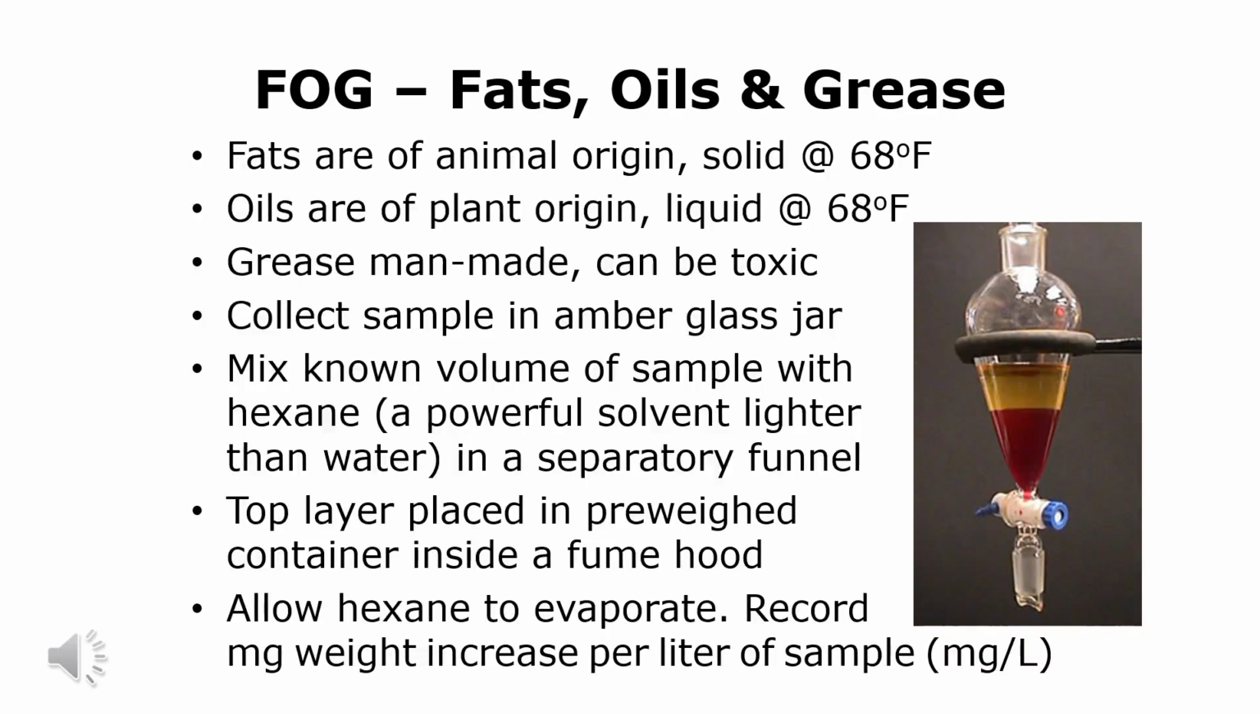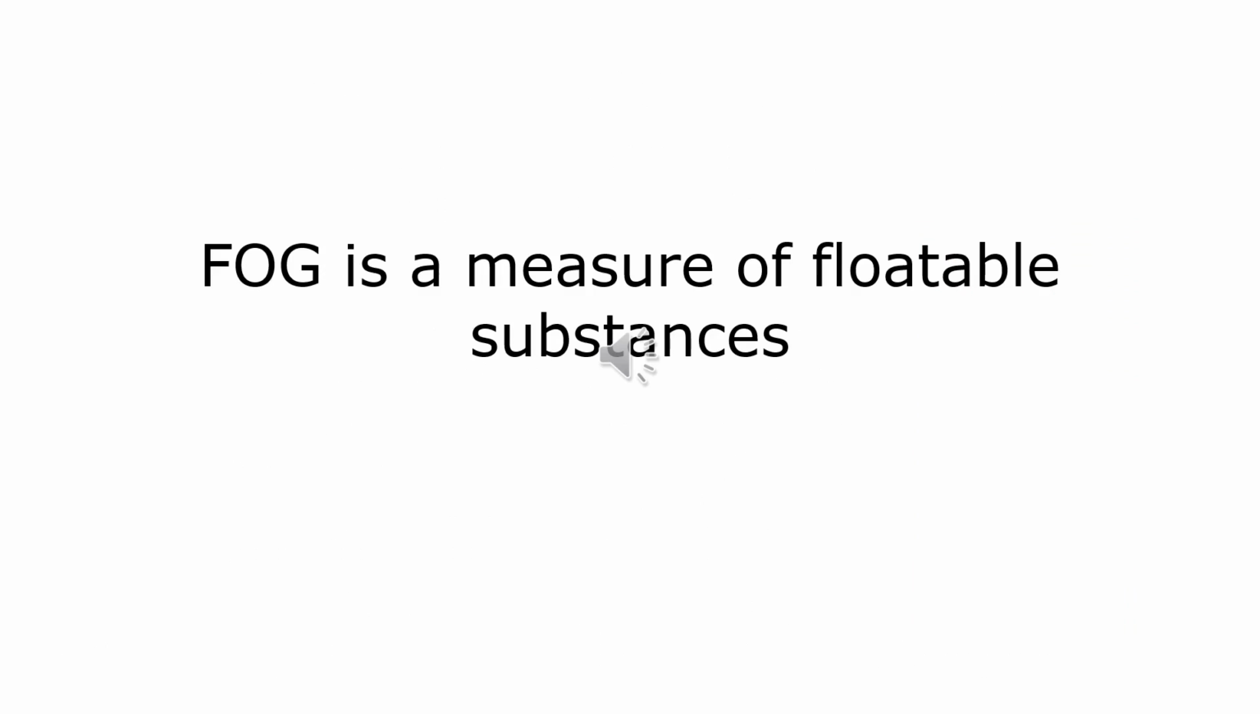By using a separatory funnel, one is shown on the right, the sample is mixed with hexane and allowed to settle by gravity. The hexane and the FOG partition in the upper straw-colored layer of the separatory funnel. Open the stopcock and let the reddish, heavier liquid drain out. Then halt the flow by closing the stopcock just as the straw-colored liquid is reaching it. Pour the upper layer into a pre-weighed container. Then, under a fume hood, the hexane evaporates, leaving the fats, oils, and greases behind in the container, which now weighs more. FOG, then, is a measure of floatable substances lighter than water.